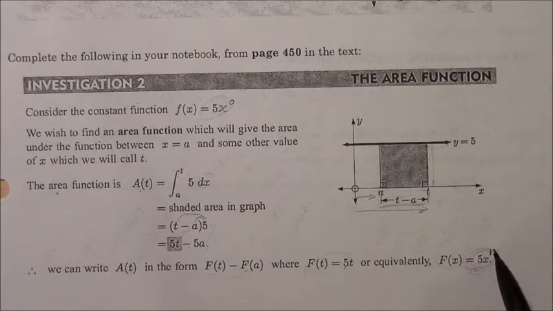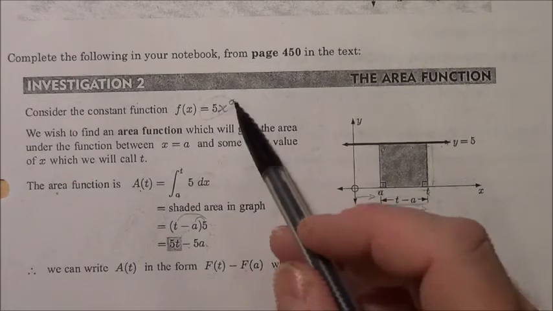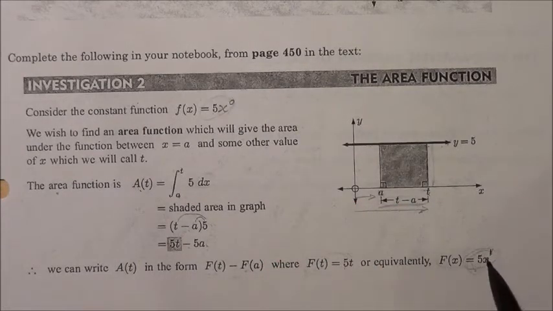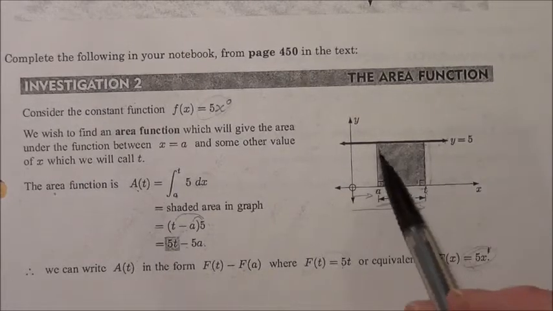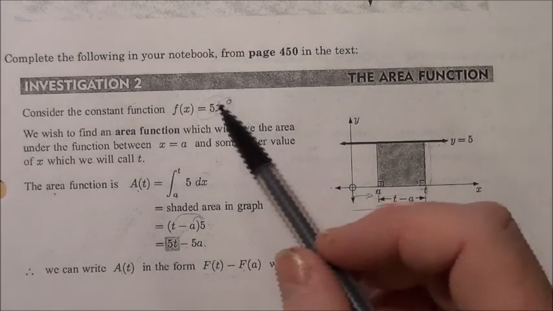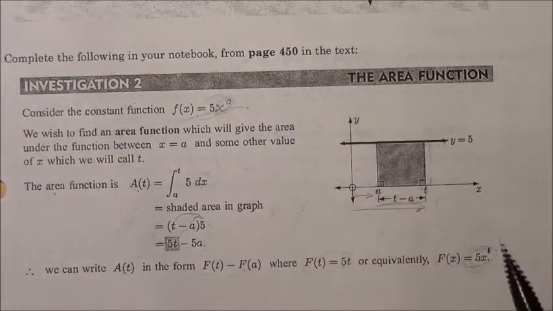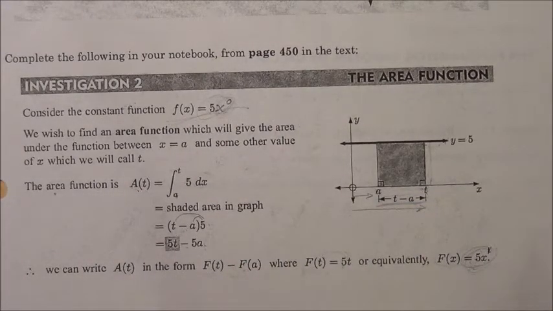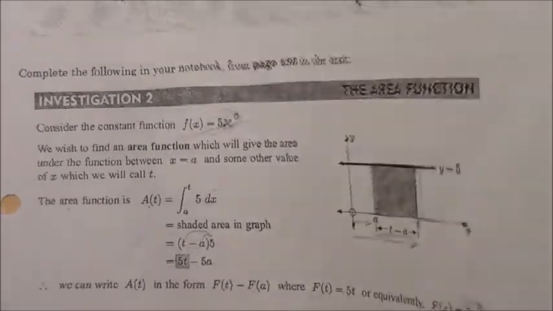So we've added 1 to the exponent of this x, so we actually took the antiderivative to get the expression for the area under this curve. And so if you were to take the derivative of this, you multiply 1 times 5 to get 5, subtract 1 from the exponent to get 0, and you know x to the power 0 is just 1, so that would just leave you with f of x equals 5. Okay, so if you would please continue on in investigation 2, on page 450 of your textbook.